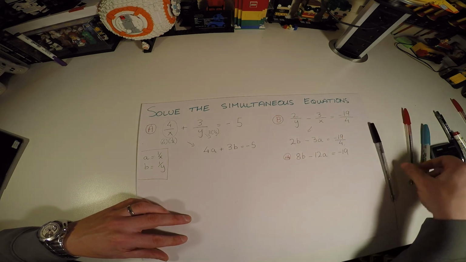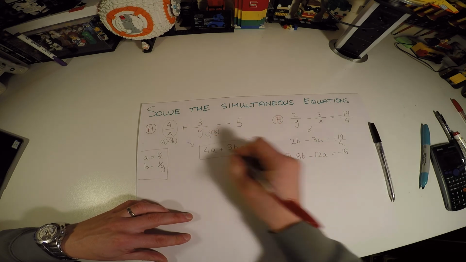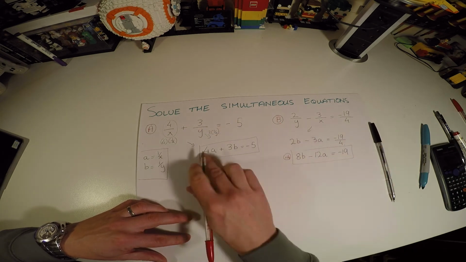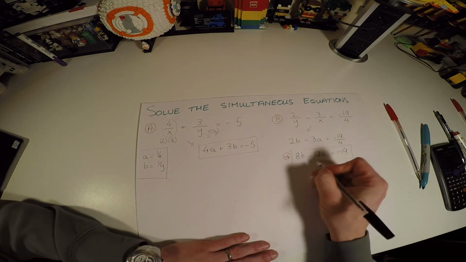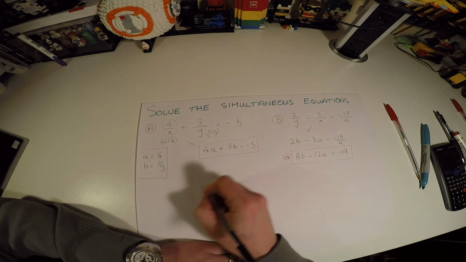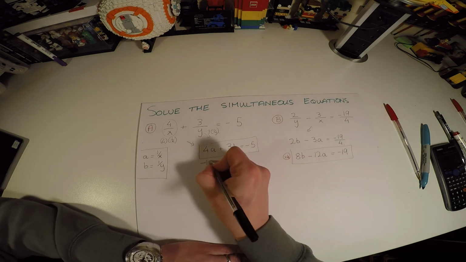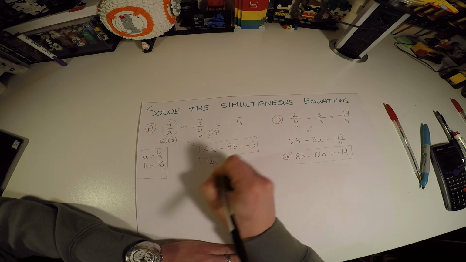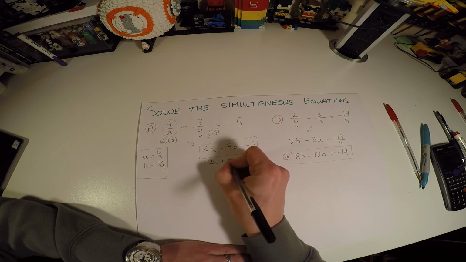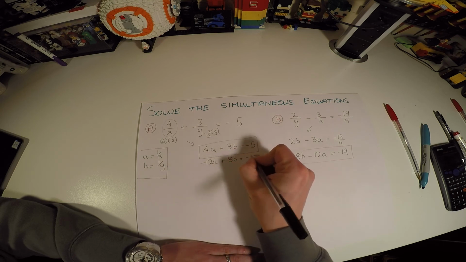Okay, now I have my 2 equations I'm going to use. So I have a 4a and a 3b. If I write this one underneath that one, I'll make sure to put the 12a first. And then I'll have my 8b. I'll have my minus 19.